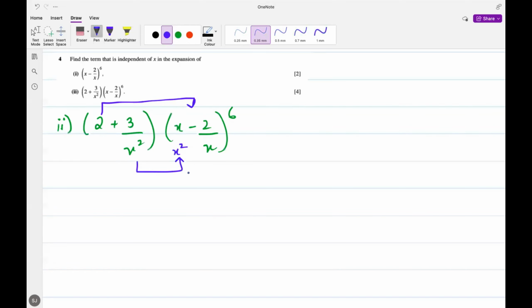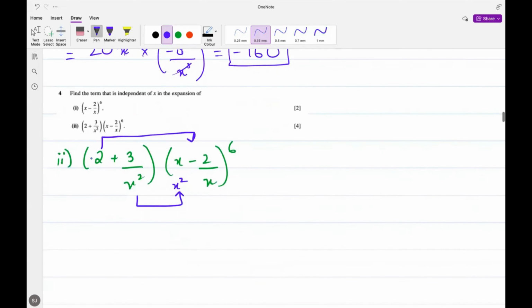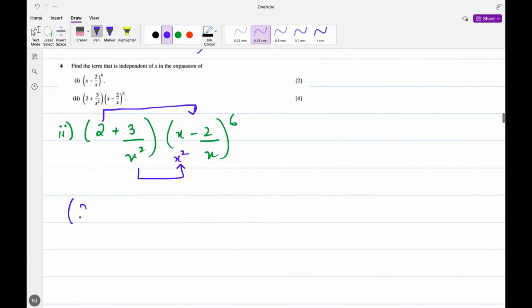of x. Now, from the previous part, we already have a term independent of x, which is −160 in the expansion of (x − 2/x)⁶. So we can write this as (2 + 3/x²) times −160. Now, to get a term independent of x, we need a term in x² in the expansion of (x − 2/x)⁶.